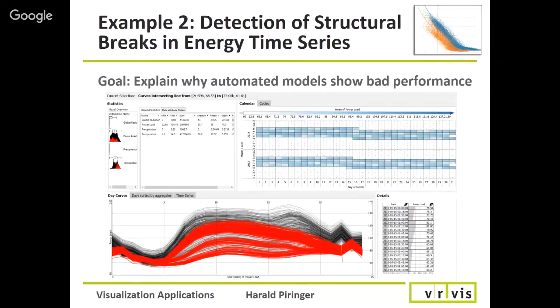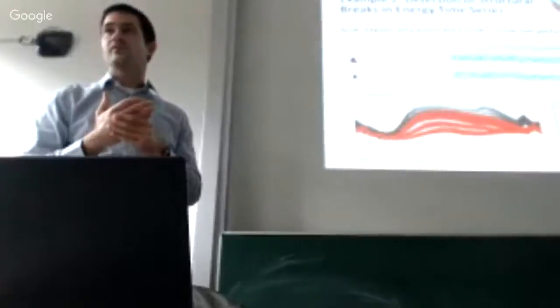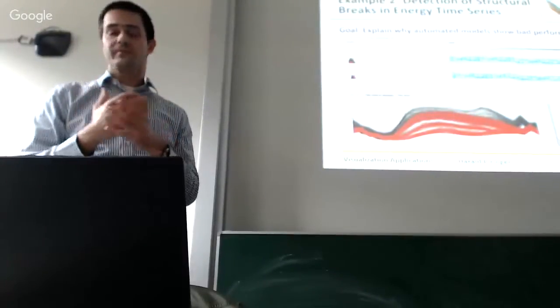We had a time series. A customer in the energy sector wanted to do a prediction for one of its own clients, and it turned out that the power consumption of the client was hard to model with automated modeling techniques, automatic regression modeling techniques, and it wasn't obvious why this was the case.